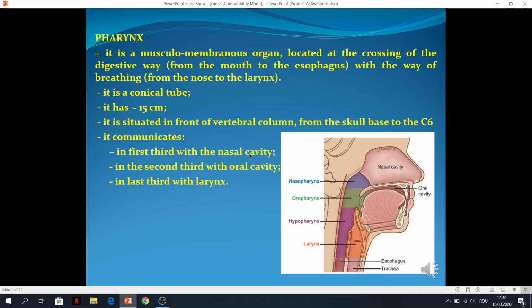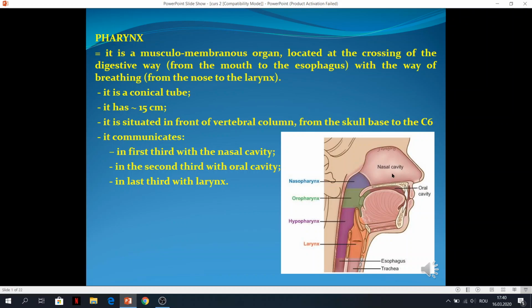Today I want to speak to you about the pharynx. If you remember, last time we started the digestive system and I told you that this system is formed by the digestive tube and the organs which are connected with this tube. These organs are, for example, the salivary glands, the liver, and the pancreas. And the first organ of the digestive tube was the oral cavity. We spoke about it last time.